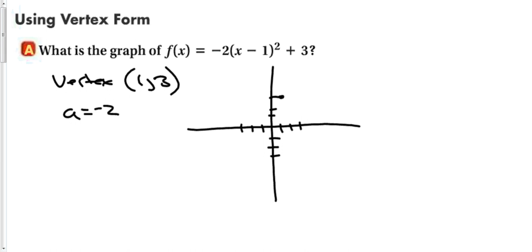So instead of going 1 over, I'm going to go down 1 over 2, and I'm going to reflect that point like that. We're going to get a graph something like that. And I know my axis of symmetry is at 1, and my vertex is at 1, 3.